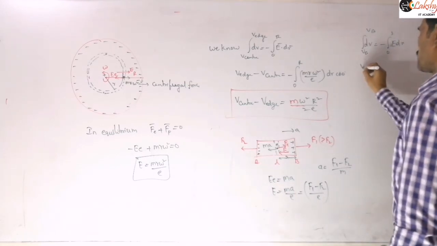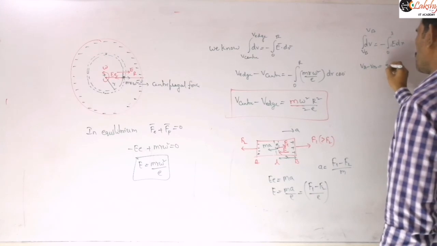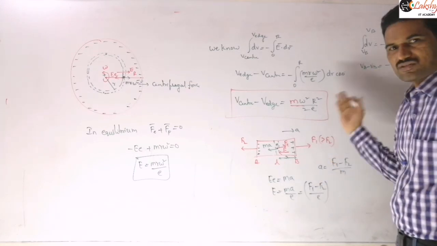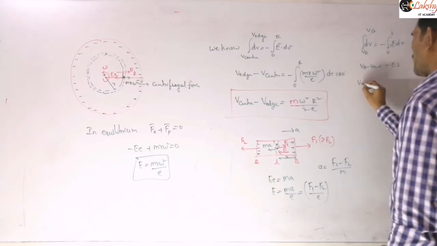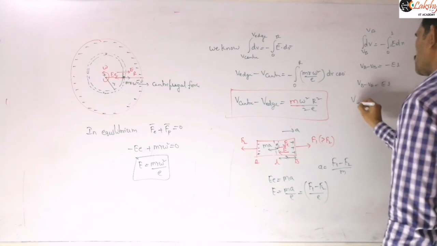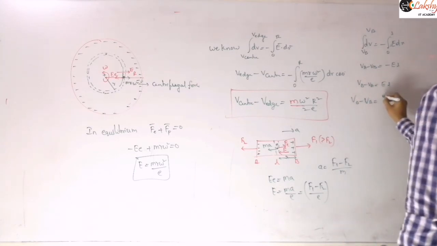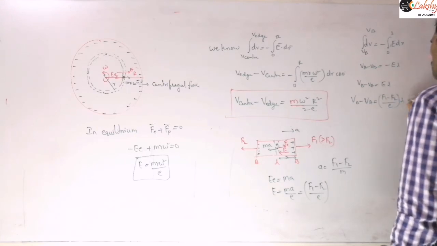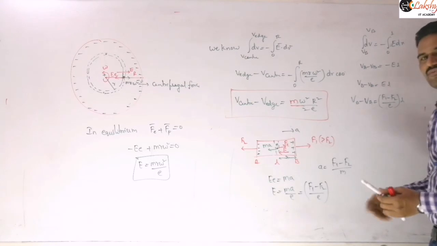And so finally you can write VA minus VB is equal to minus E into L, because E is a constant value, so you can substitute and take it out. So finally you will get VB minus VA is equal to E L. Therefore VB minus VA is equal to m(F1 - F2)/(M e) into L. That gives the induced EMF in that case.